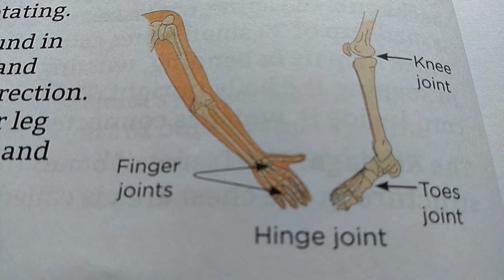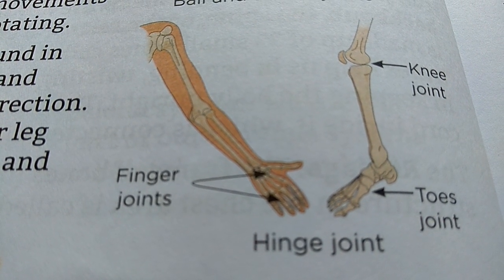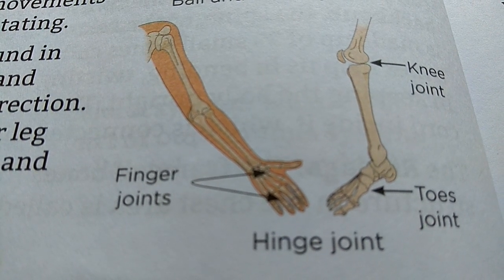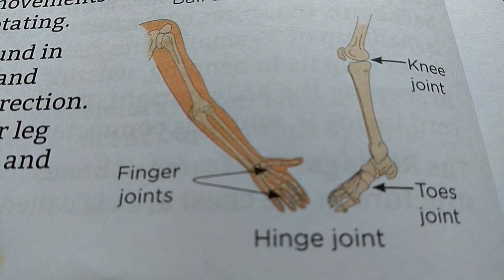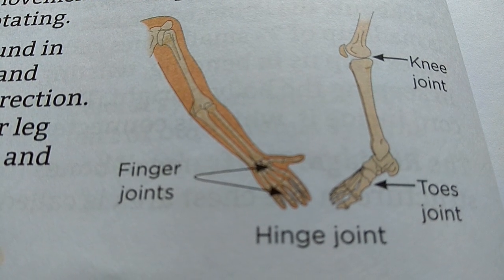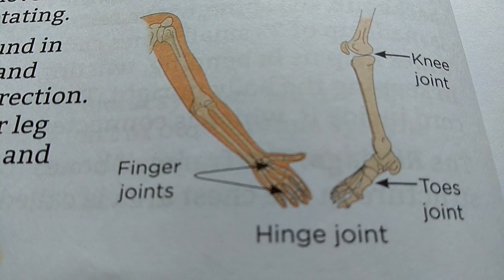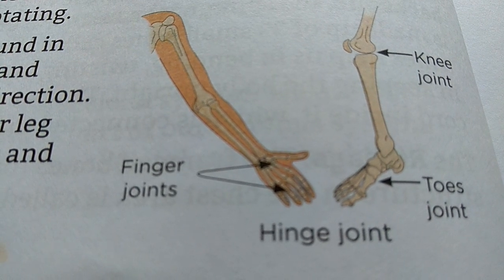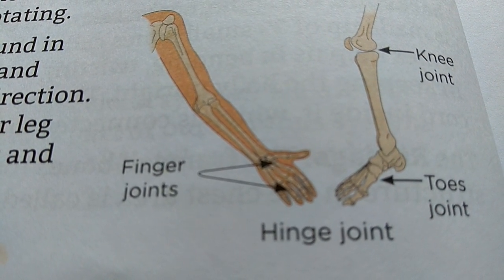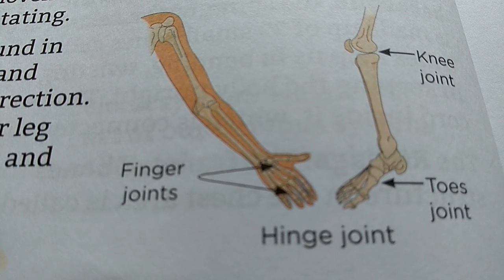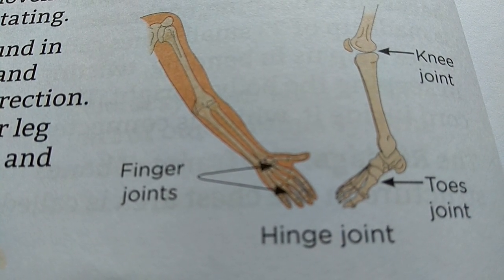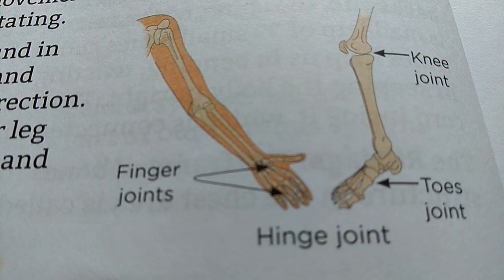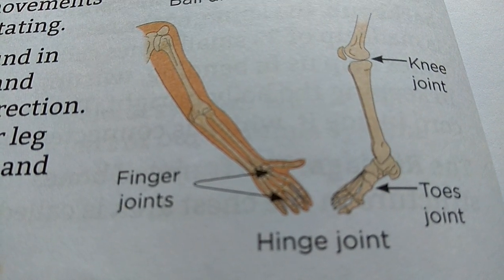Now we will talk about the second type of joint, the hinge joint. This hinge joint allows movement in only one direction, just like the movement of a door with hinges, where the door moves only in a back and forth direction. This joint is present in the elbows, knees, fingers and toes.